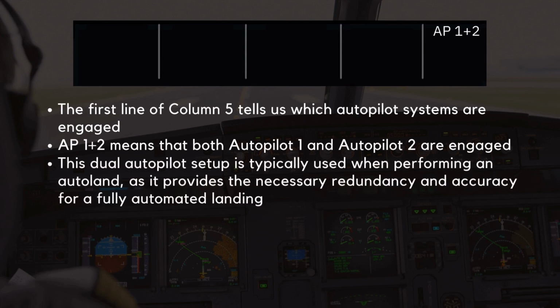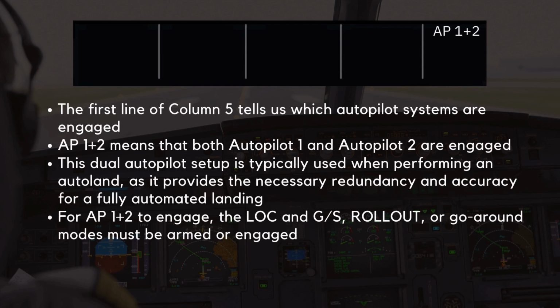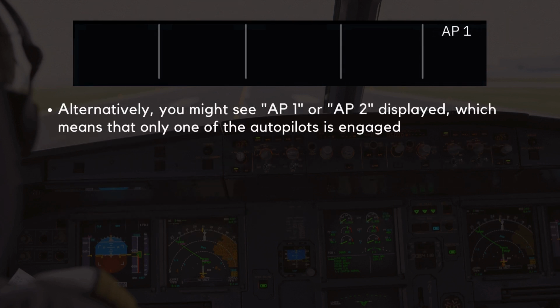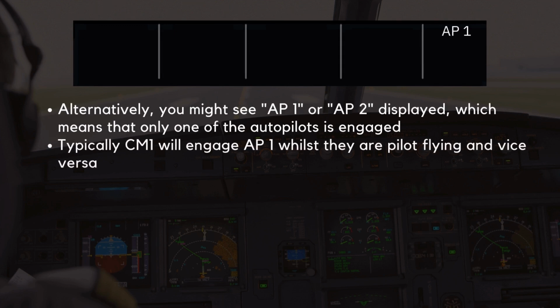This dual autopilot setup is typically used when performing an autoland, as it provides the necessary redundancy and accuracy for a fully automated landing. For AP1 plus 2 to engage, the localizer and glide slope, rollout, or go-around modes must be armed or engaged. Alternatively, you might see AP1 or AP2 displayed, which means that only one of the autopilots is engaged. Typically, CM1 will engage AP1 whilst they are pilot flying and vice versa.